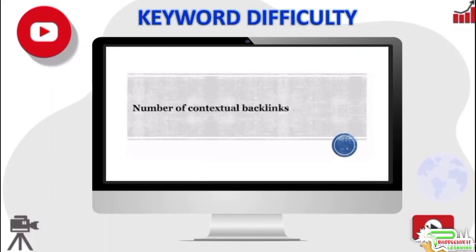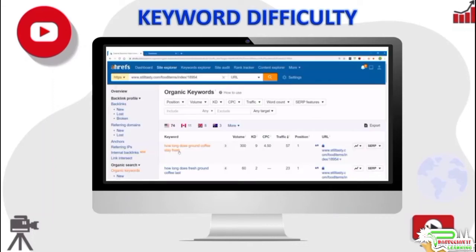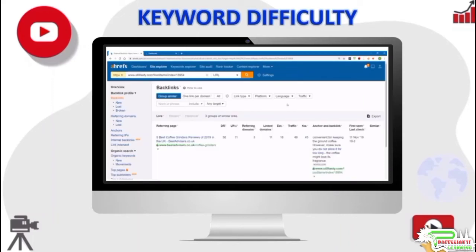The more contextual links a page has with the target keyword phrase or closely related phrases in the anchor, the harder it will be to outrank it. Consider this page that is ranking in the top 3 for the phrase how long does ground coffee stay fresh. If we take a look at the links this page has, it has a total of 3 backlinks. Let's look at the anchor text of these links. None of the links has the target phrase or any phrase related to the target phrase in the anchor text.